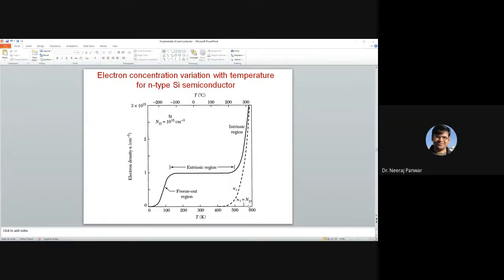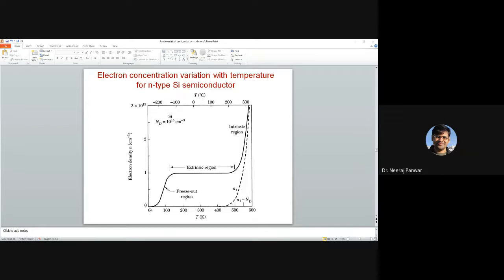Okay, so this is a graph between the electron density in the conduction band, that is the electron concentration in the conduction band, that is the number of electrons per unit volume. That's why you have its unit as per centimeter cube. On the y-axis we have the electron concentration, and on the x-axis we have the temperature in Kelvin. Above we have temperature in degree centigrade.